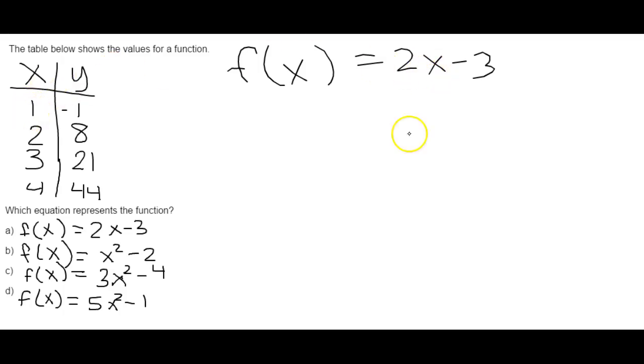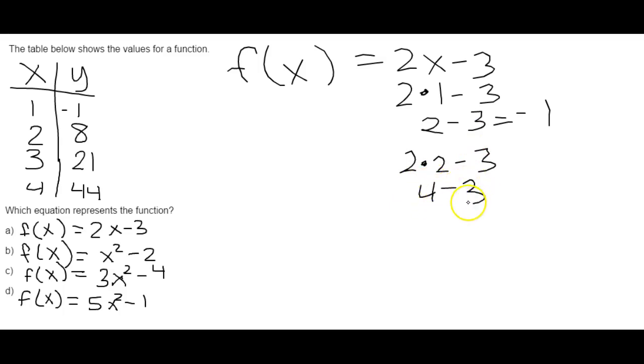So for my first x of +1, 2 times 1 is 2, minus 3 is -1. That is the correct y value. We should check more than one though. Sometimes they will give ones that will work for 1 or 2, but maybe not the next one. So we're going to check 2. 2 times 2 minus 3 is 4 minus 3, which is +1. That did not work. We should have gotten an 8. That means A is eliminated. I'm going to erase all this so that when we check the second one, it's not overlapping anywhere.